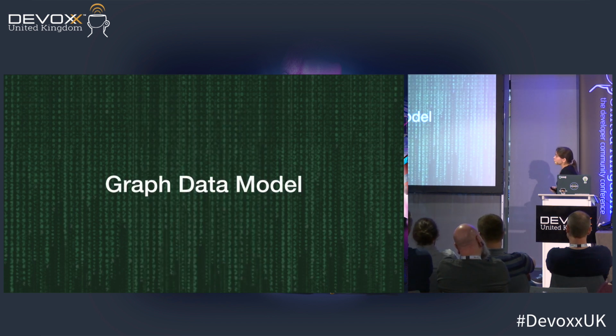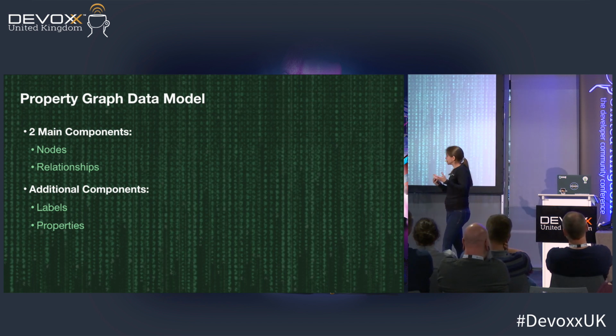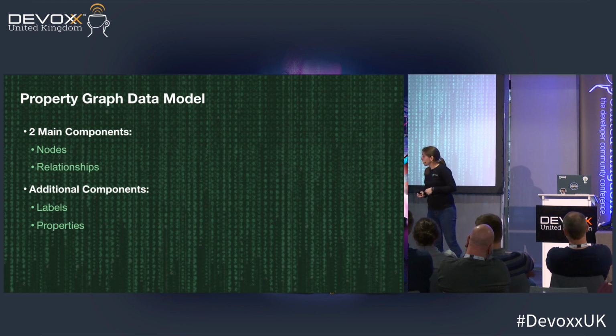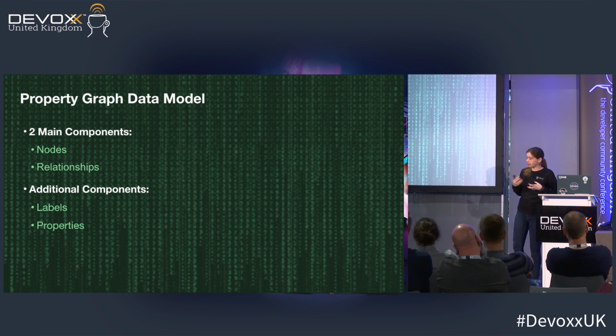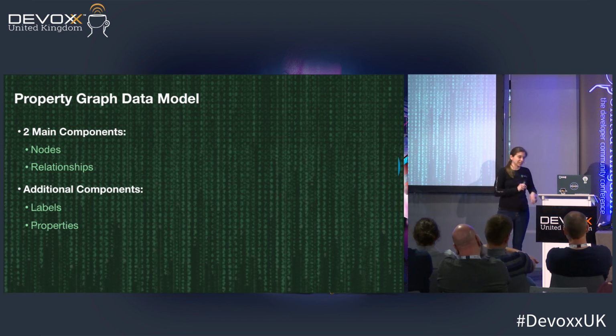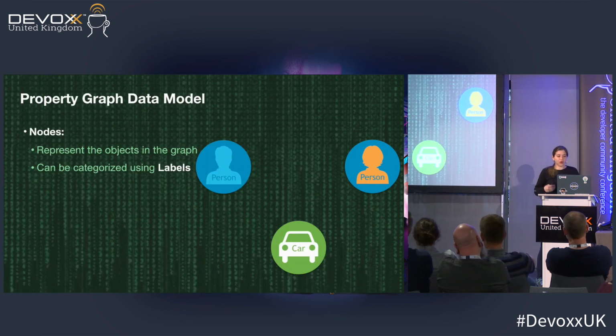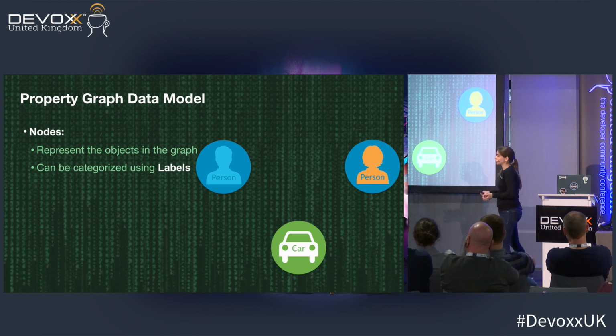Okay, let's talk a little bit more about the data model. We kind of breezed through it. I mentioned a couple of terms, but let's actually look at how it is compiled here. So we have two main components in the property graph data model, which is what Neo4j uses to structure its data. We have nodes and relationships. And then you can add a couple of extra components to give more detail in labels and properties. So if we were to look at an example here, nodes basically represent the objects in the graph, and you can categorize them using labels, which we talked about with movie and actor and person.